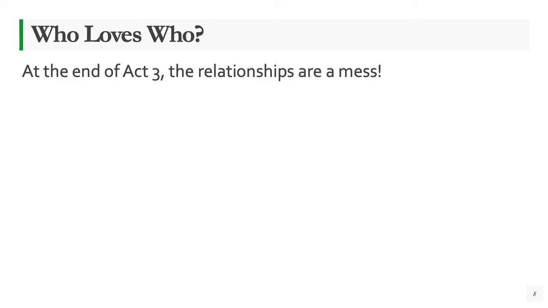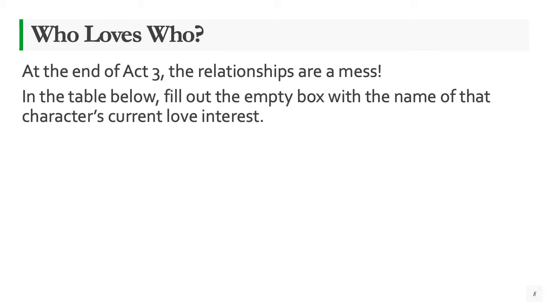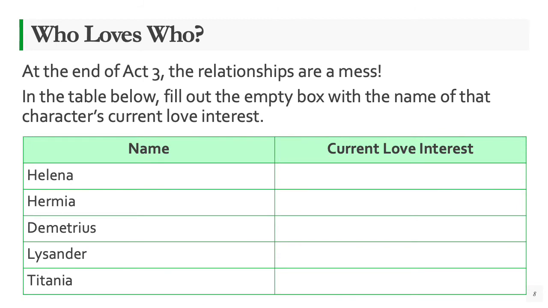Okay, so at the end of Act 3, what you'll see is that the relationships in the play are a mess. So the next task is asking you to fill out the table below and add in the name of that character's current love interest. So pause the video and try that now.